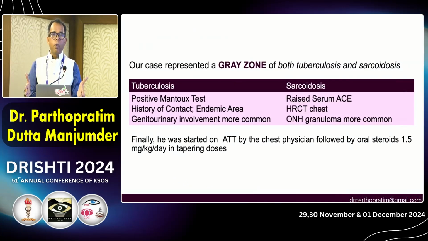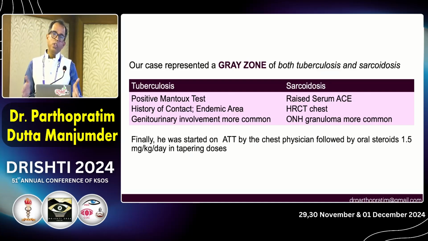So we are at a point where we have tuberculosis in favor: we have positive Mantoux, history of contact, and endemic area. Genitourinary involvement is more common in TB. Whereas for sarcoidosis, the HRCT is favoring the diagnosis, with raised serum ACE, and optic nerve head granuloma is more common.